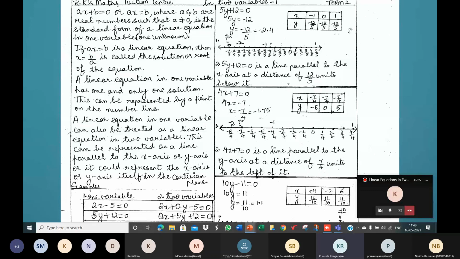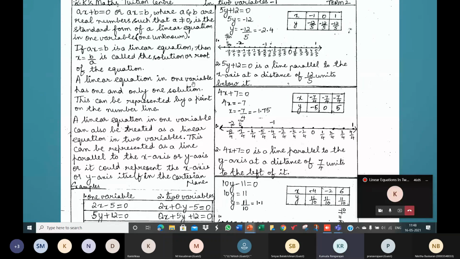Is that fine, children? It's exactly what we understood. ax plus b is the standard form of a linear polynomial. ax plus b is equal to 0, where a and b are real numbers, a not equal to 0, is a standard form of a linear equation in one variable, here in one variable x. So now ignore this one. This is about ax is equal to b. You can just ignore this.